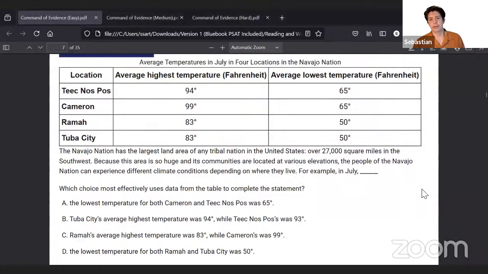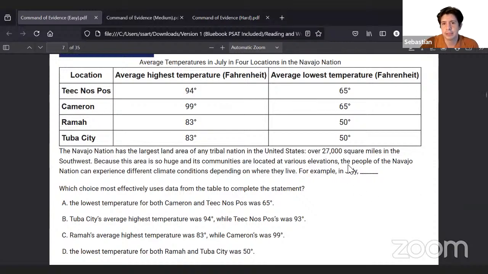The Navajo Nation has the largest land area of any tribal nation in the United States, over 27,000 square miles in the Southwest. Because this area is so huge and its communities are located at various elevations, the people of the Navajo Nation can experience different climate conditions depending on where they live. For example, in July, blank. Which choice most effectively uses data from the table to complete the statement?